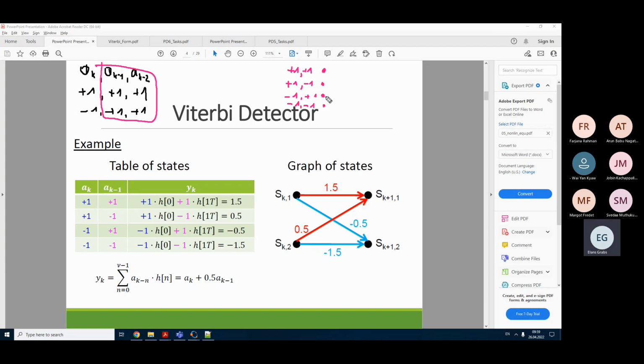And there can be only 2 transitions from each state. We can send either +1, in which case we transition to a new state, which will be +1, +1. And we can also send -1, and we transition into a new state, which is -1, +1. No other transitions are valid.